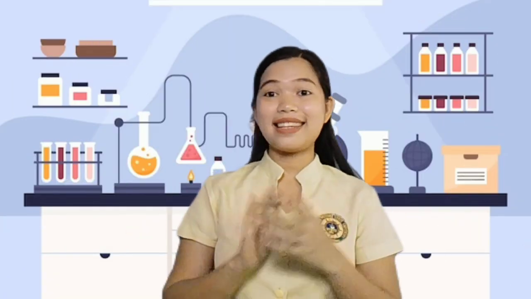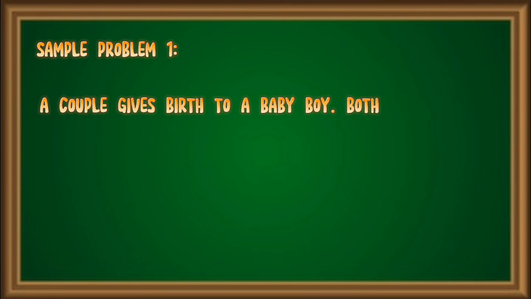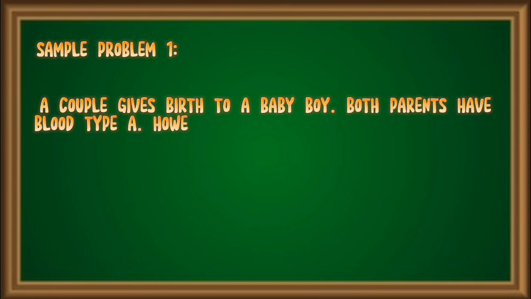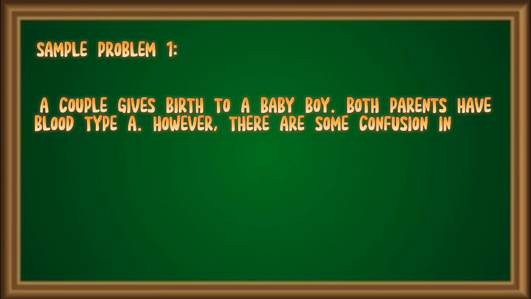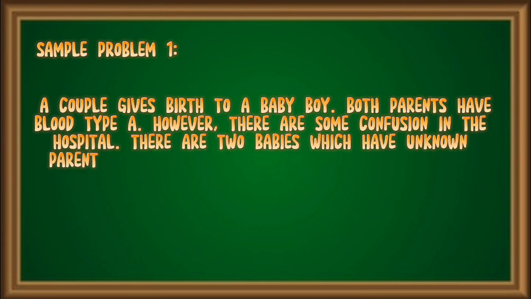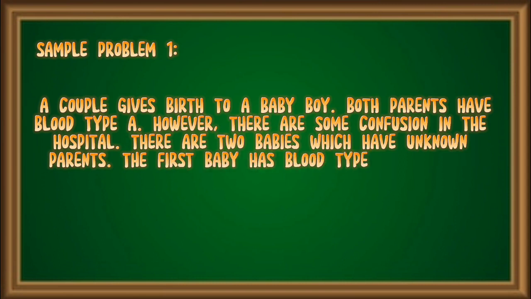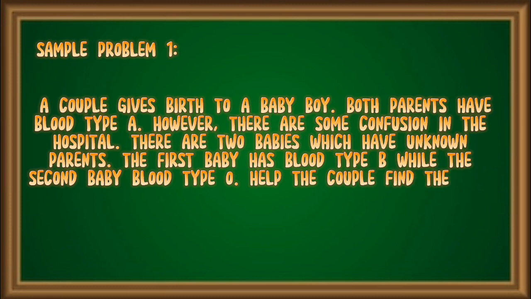Let us have an example. Now let us have a sample problem. A couple gives birth to a baby boy. Both parents have blood type A. However, there is some confusion in the hospital. There are 2 babies who have unknown parents. The first baby has blood type B, while the second baby has blood type O. Help the couple find their son.